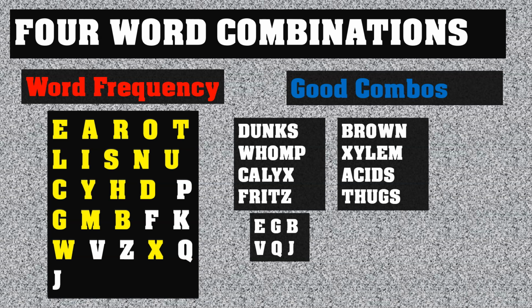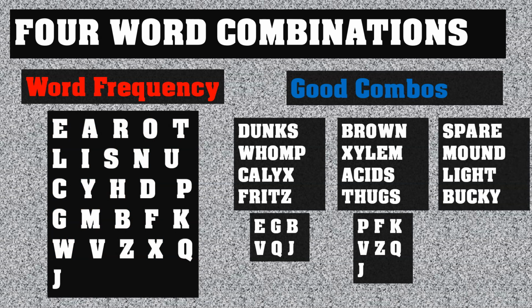So you're not getting quite as full coverage, but the letters that are left over are actually, I would say, weaker letters that you're not touching on, right? There's nothing in the top 2 rows. There's only 1 in the 3rd row. So you're getting a little bit better coverage of the stronger letters. And my personal favorite group here is spare, mound, light, and bucky. This group here is just, for me, a powerhouse.